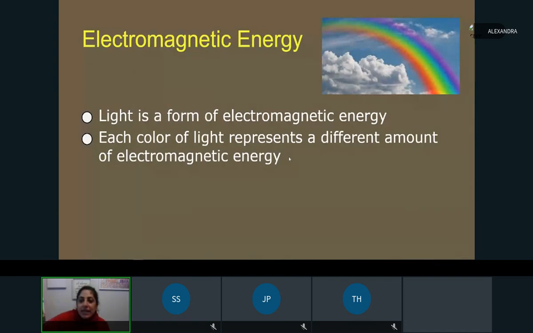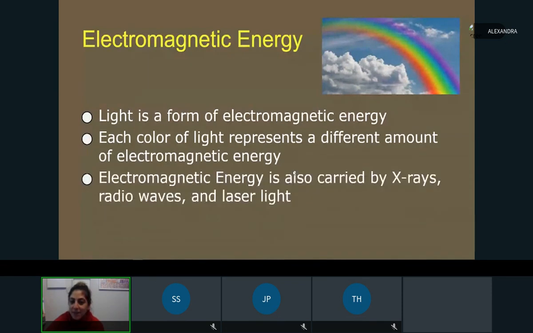And it's actually amazing to hear that. It's been known for a while, but our technology has been able to catch up so that we can actually create and replicate what it looks like to different animals with different types of views. So some animals can see ultraviolet instead of what we see, right? And it's really, really cool. So electromagnetic energy is also carried by X-rays, radio waves, and laser light. So all different types of light, different waves, we consider electromagnetic.